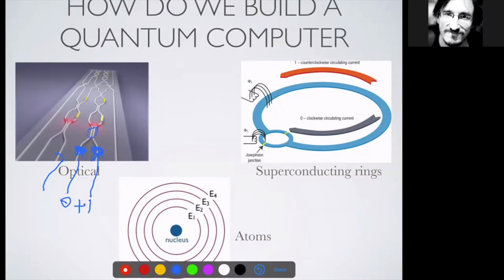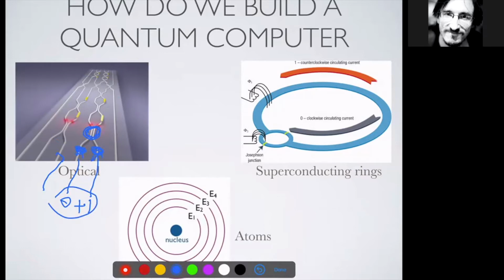And then in the middle here, we've got what's called a beam splitter, which makes them interfere, and that implements simple transformations on this bit of logical information. But the optics isn't the only way to do it. Another way to do it is using superconducting rings.